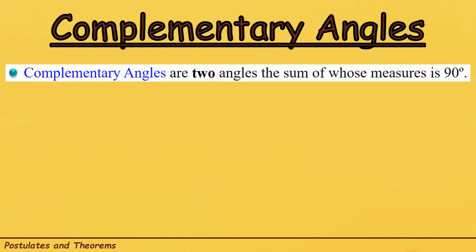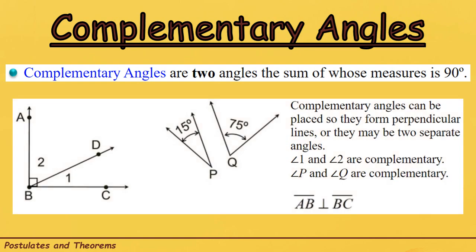Meaning to say, kapag pinag-add natin ang dalawang angles at ang sagot sa kanila or ang sum nila is equal to 90 degrees, therefore, those two angles are known as complementary angles. Example, complementary angles can be placed so they form perpendicular lines or they may be two separate angles.